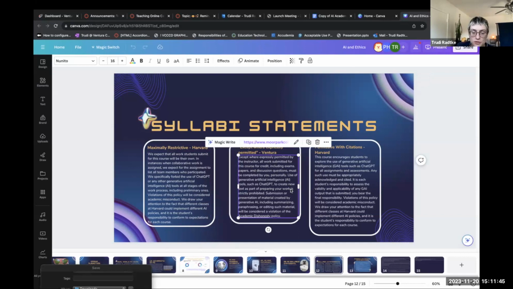Use of generative artificial intelligence, AI, et cetera, to create new text as part of preparing your work is strictly prohibited. Submission or presentation of material created by generative AI, including summarizing, paraphrasing, or editing such material, will be considered a violation of the academic dishonesty policy. So this isn't what we're set on. This is still a work in progress. I think the language could be a little more, if not positive, just less punitive.